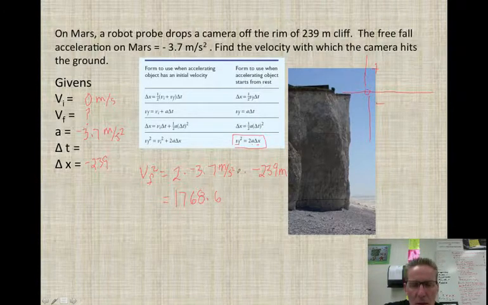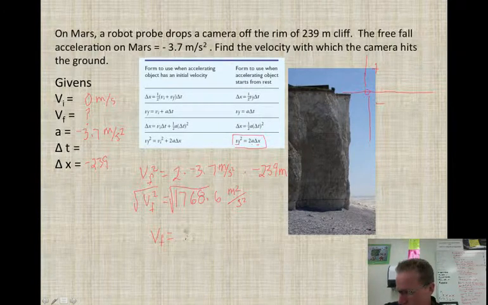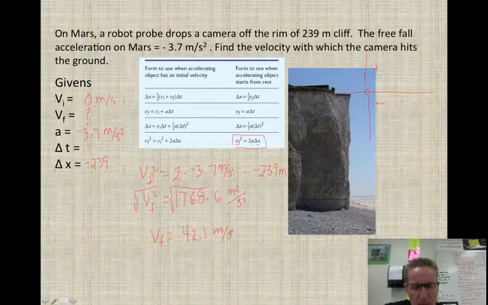And so we do the math, we're going to get 1768.6, and that's going to be meter squared per second squared. And then we still have VF under VF squared, so we have to square root this. And so velocity final is going to be 42.1 meters per second. And that's a positive answer we got here.